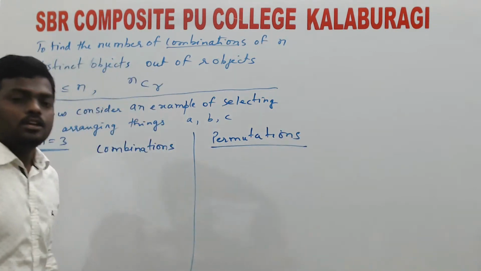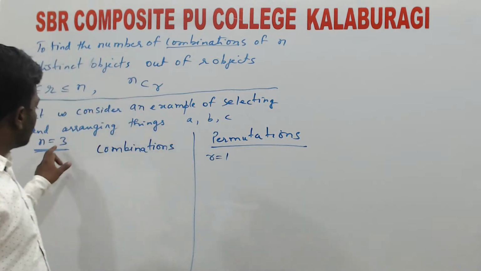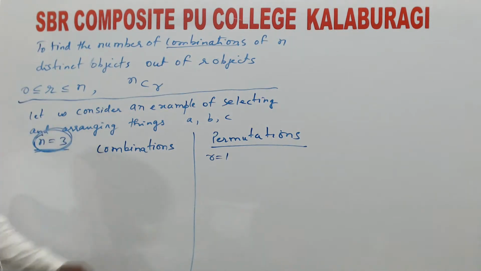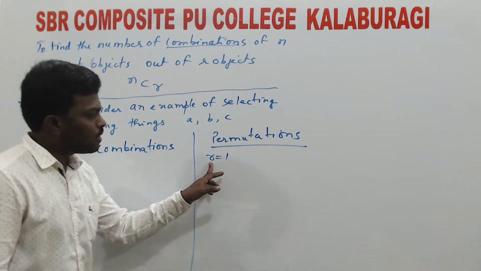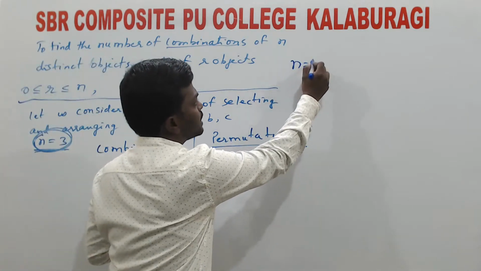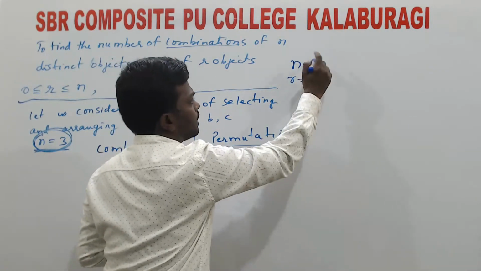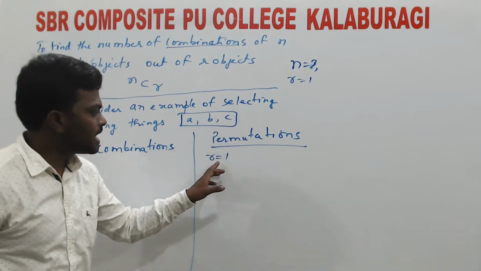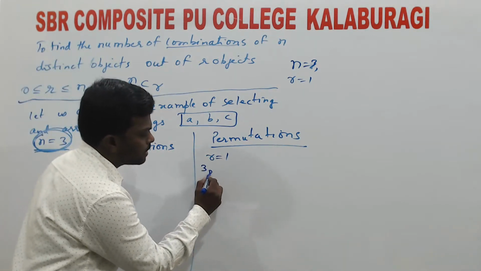Okay, students, in the first case, they are asking us to arrange one object out of three objects. How many objects are given here? n equal to 3, and what are those? A, B, C. So nPr, 3P1, where r is equal to 1. Three objects A, B, C are given and they are asking us to take one at a time. So what will be the answer?